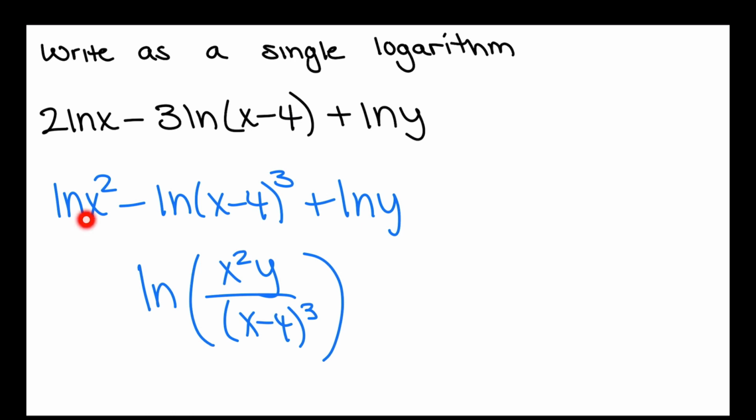As a single log, the two positive logs, we've got log of x squared, and then we've got plus log of y. That becomes log of x squared times y. And then the log that's being subtracted, that piece goes into the denominator. And so this simplifies down to log of x squared y divided by x to the fourth, or x minus 4 to the third.